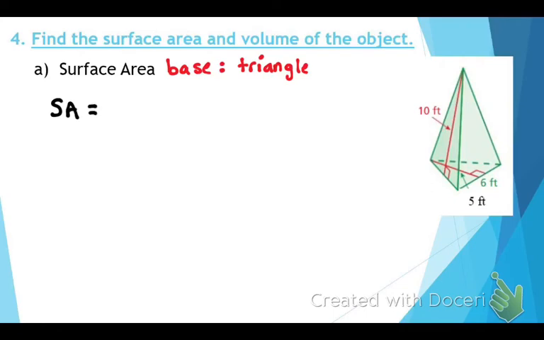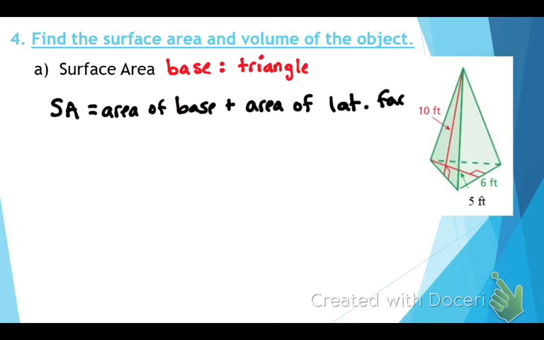So SA equals, and now I'm looking for a pyramid formula. Once again, you'll be able to go back to the beginning of your test where you've hopefully matched up the correct formulas and write in, I am looking for, since it's a pyramid, the area of the base plus the area of the lateral faces. Remind me again, guys, what is a lateral face? The side. It is the side.